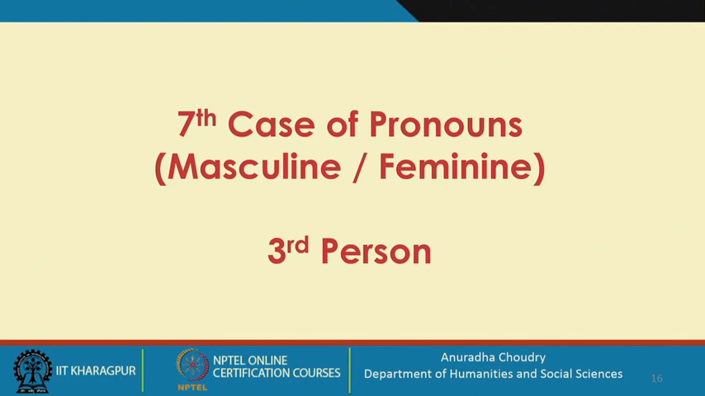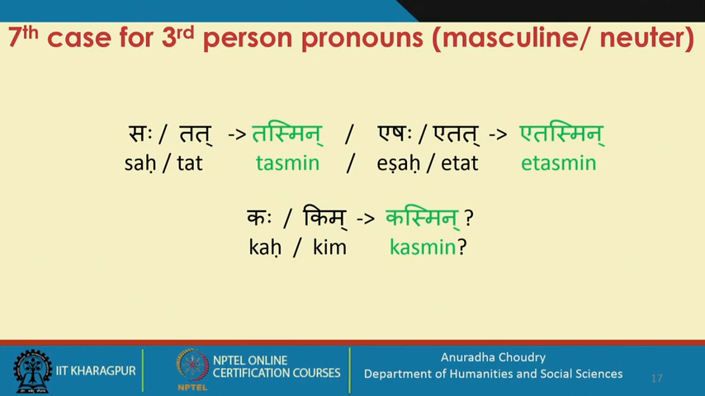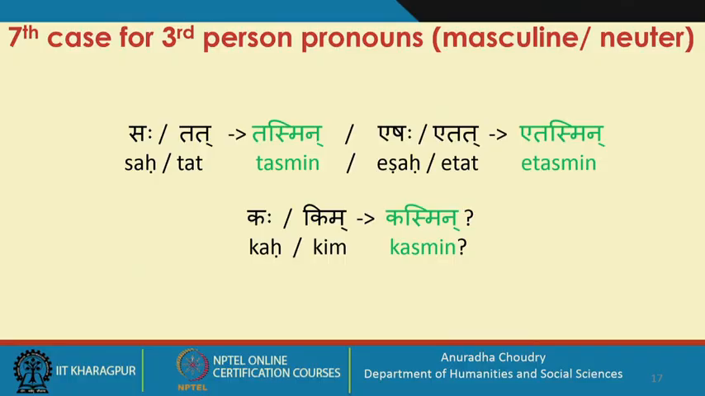In the masculine and the neuter, the pronoun stays the same. So we have tasmin. If we talk of the room, saha prakoshtaha, tasmin asandaha santi. So in that room there are many chairs. Then you have eshaha or etat, which get etasmin. And then the question: kaha or kim gets kasmin. So the question would be kasmin prakoshthe asandaha santi, and the answer would be etasmin prakoshthe asandaha santi or tasmin prakoshthe asandaha santi.